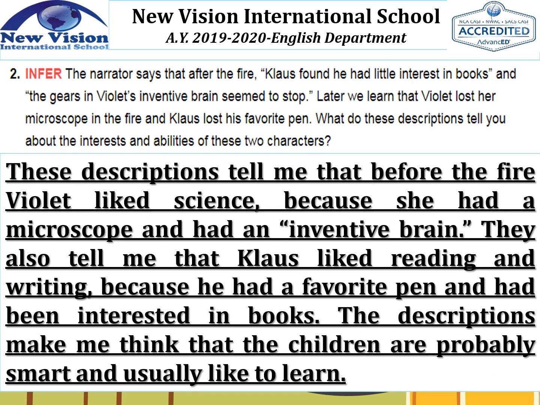Okay, these descriptions tell us that before the fire, Violet liked science because, as mentioned, she had a microscope and had an inventive brain. They also tell us that Klaus liked reading and writing because he had a favorite pen and he had been interested in books. The descriptions make us think that the children are probably smart and usually like to learn since they seem to enjoy studying and reading outside of school. Got it? Good job.